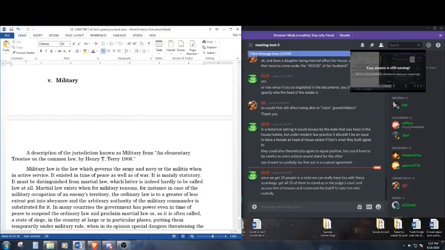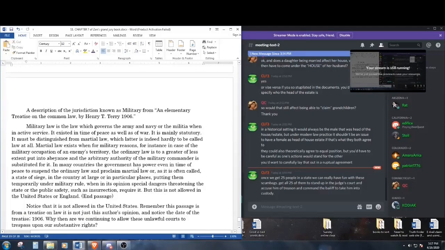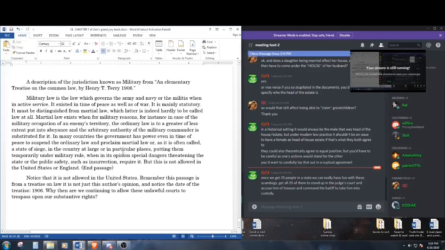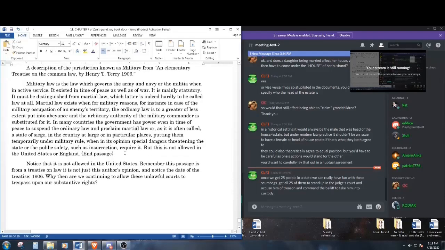This again, same book. Military law is the law which governs the army and navy or the militia when in active service. It existed in a time of peace as well as war. It is mainly statutory. It must be distinguished from martial law, which latter is indeed hardly to be called law at all. Martial law exists when, for military reasons, for instance, in case of the military occupation of an enemy's territory, the ordinary law is to a greater or less extent put into abeyance and the arbitrary authority of the military commander is substituted for it.